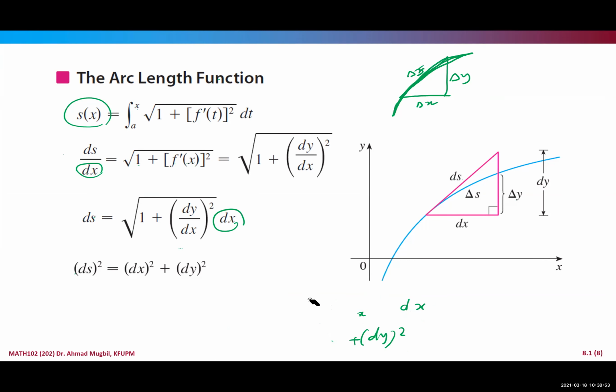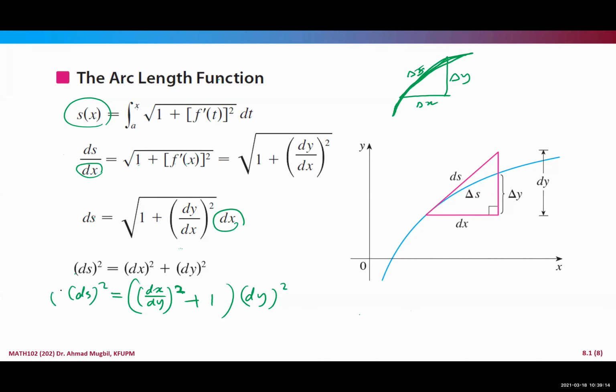Let's do it now. Here we integrate with respect to x. If you want to write it in terms of dy, what can you do? You can take dy as a common factor. So what I can do here is dx over dy all squared plus 1, and I will take dy squared as a common factor. This is ds all squared. Then take the square root.